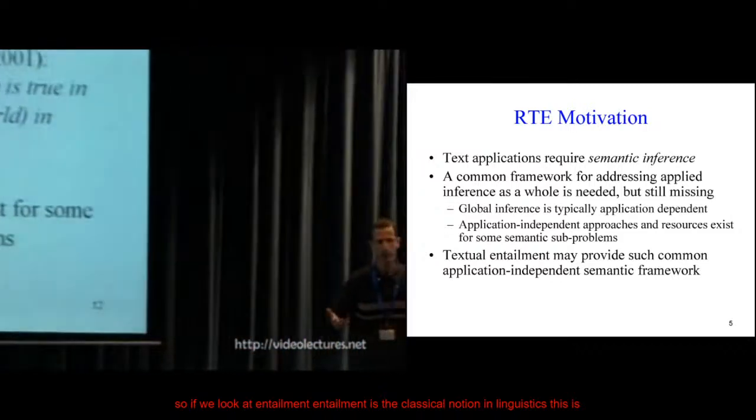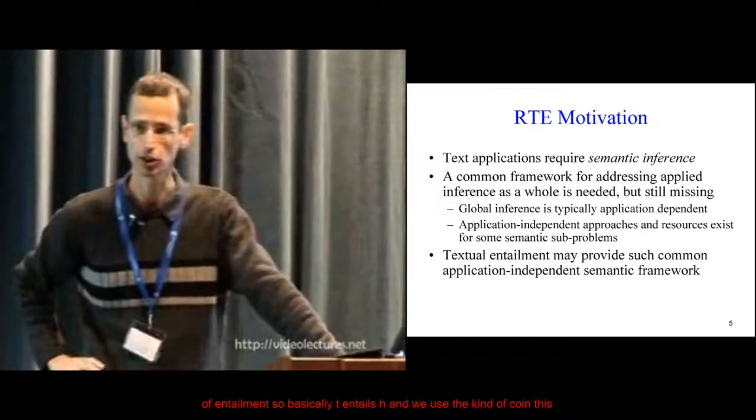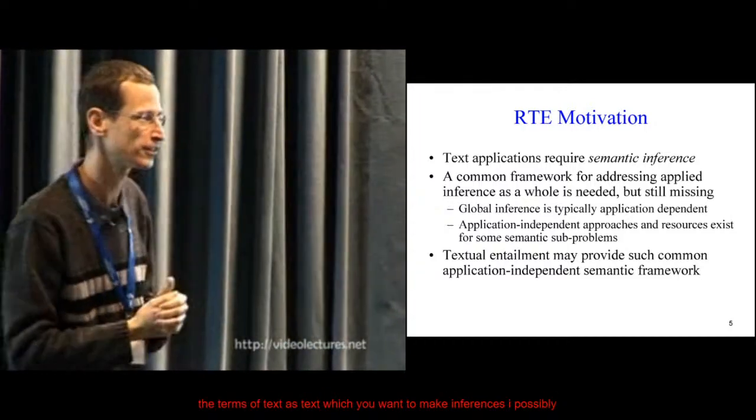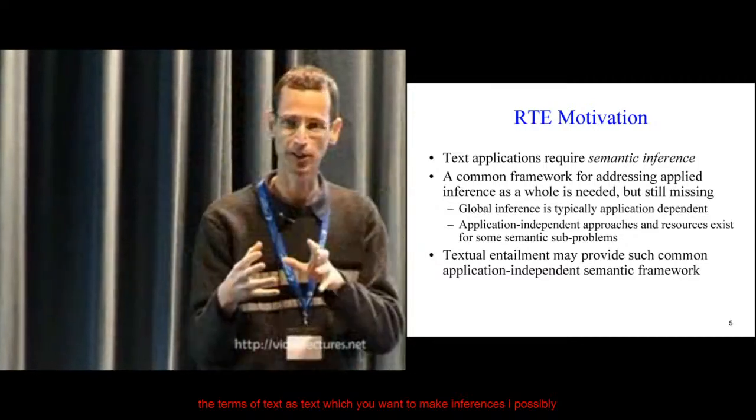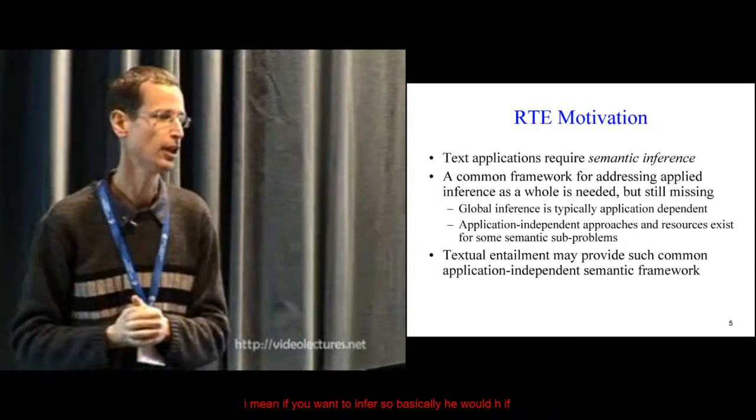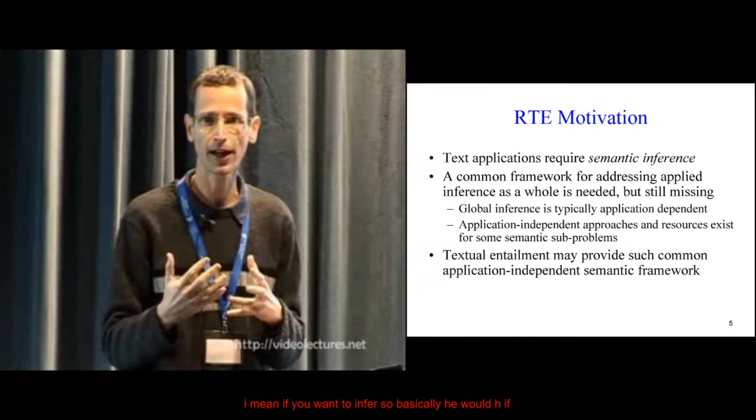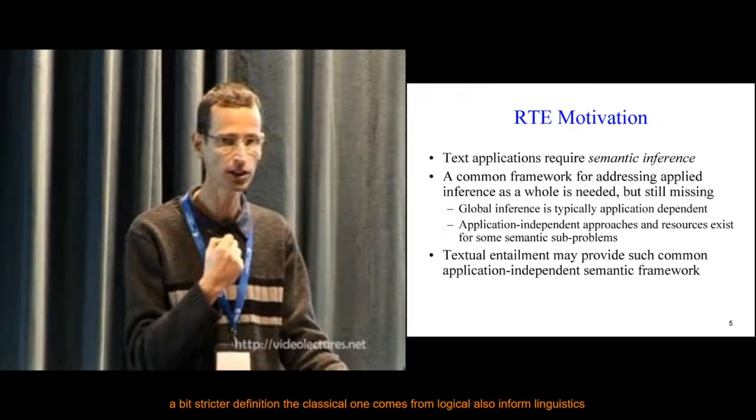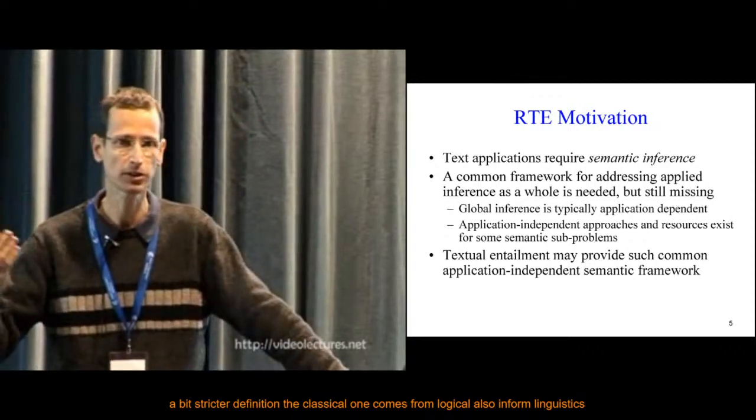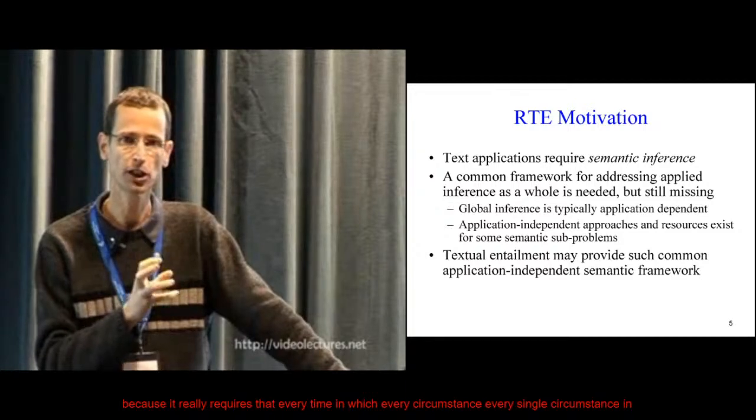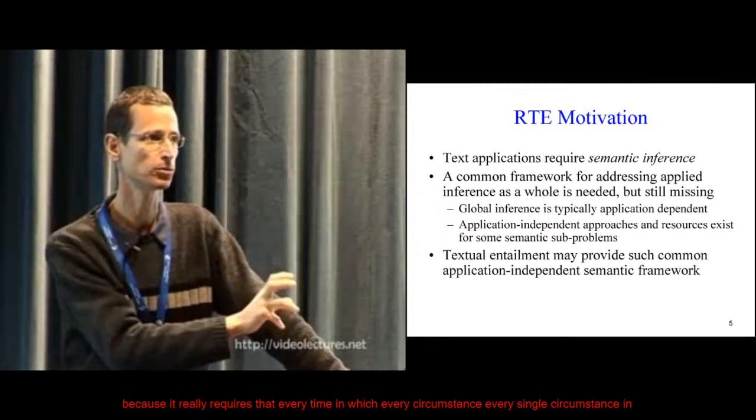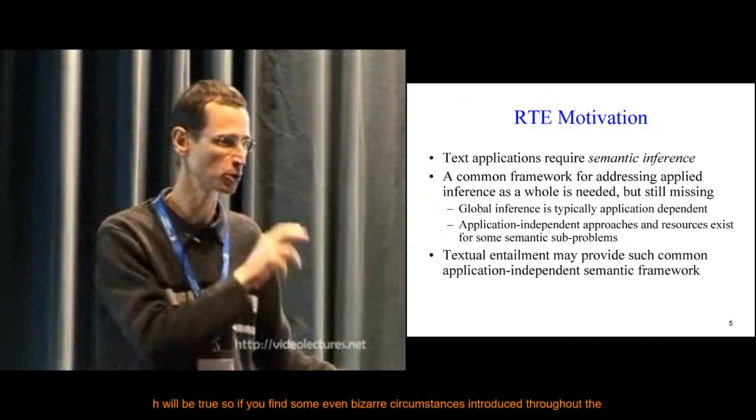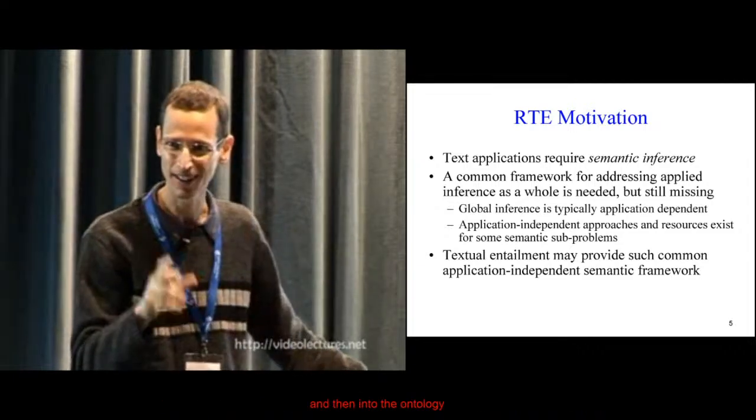So if we look at entailment, entailment is a classical notion in linguistics. This is the definition of entailment. Basically T entails H, and we coined these terms: text is the text from which you want to make the inferences, and hypothesis is the meaning you want to infer. So basically T would entail H if in every circumstance where T is true, H is true as well. This is a bit strict a definition. The classical one comes from logic or formal linguistics, because it really requires that in every single circumstance in which T is true, H would be true. So if you find some even bizarre circumstance in which T is true but H isn't, entailment wouldn't hold.